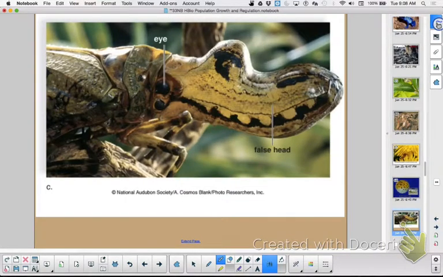Take a look at this. This is an insect. Here is his eye, okay, right here. This is really where his head ends. This is a balloon he blows up. You see it? And look what it looks like. It looks like a pissed off alligator, right? Yeah.